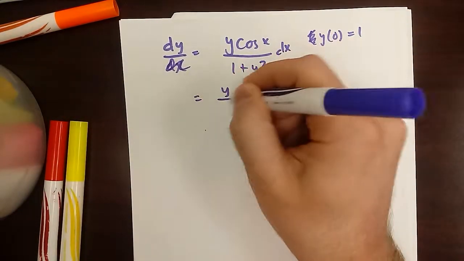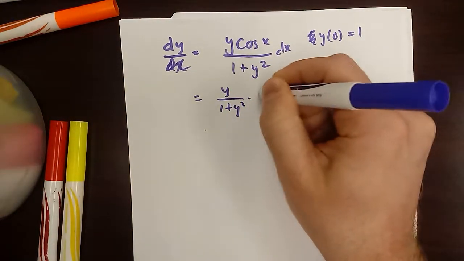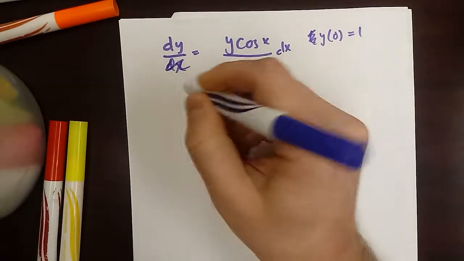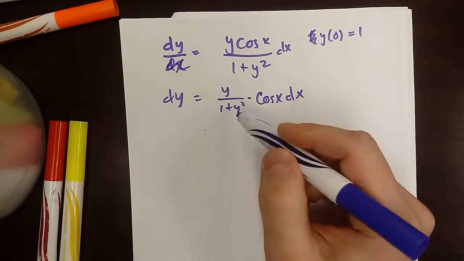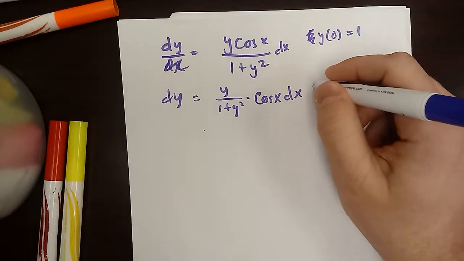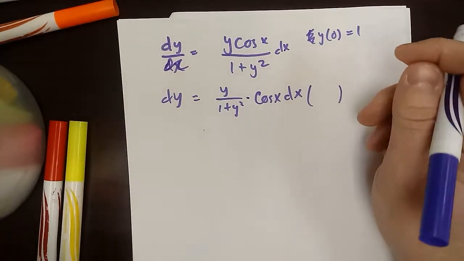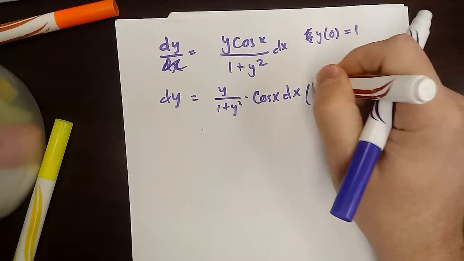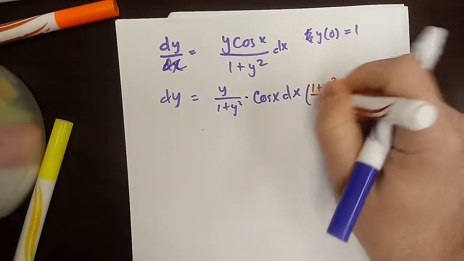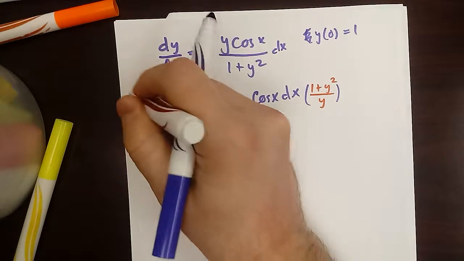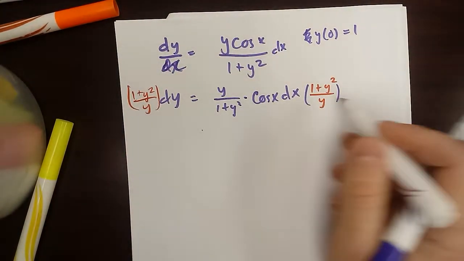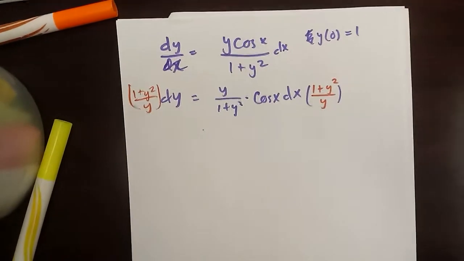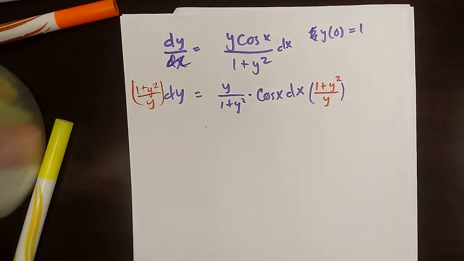Remember, you can think about this like y over 1 plus y squared times cosine x dx. And so if I want to get this over to that side, I'll have to divide both sides by y over 1 plus y squared, which an easier way to do is to multiply by the reciprocal, the 1 plus y squared over y. So let's see, 1 plus y squared over y. We're getting a little bit of a purple pen, red pen situation going on here. So marker, purple marker, red marker.